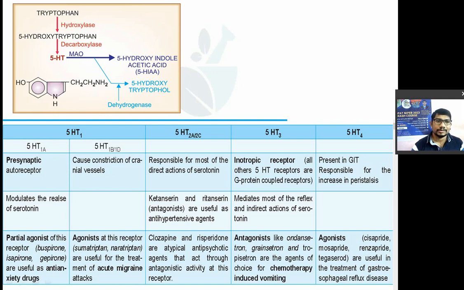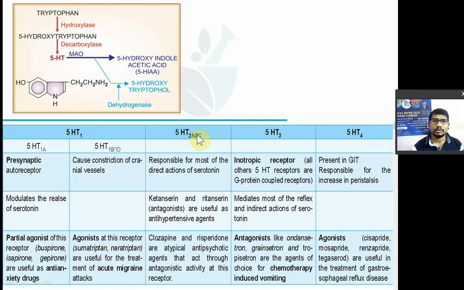Okay, then the second subtype of the 5-HT1 receptor is 5-HT1B, 1D. This receptor is involved in the constriction of cranial blood vessels. आपका जो खोपड़ी में blood vessels है उसको ये constrict कर देगा, and that's why agonists of this receptor like sumatriptan, naratriptan, and other drugs, so all the triptans, they are agonists of the 5-HT1B, 1D receptor. तो ये आपको याद रखना है. And all these are used as a treatment for migraine. So they are useful in acute migraine.